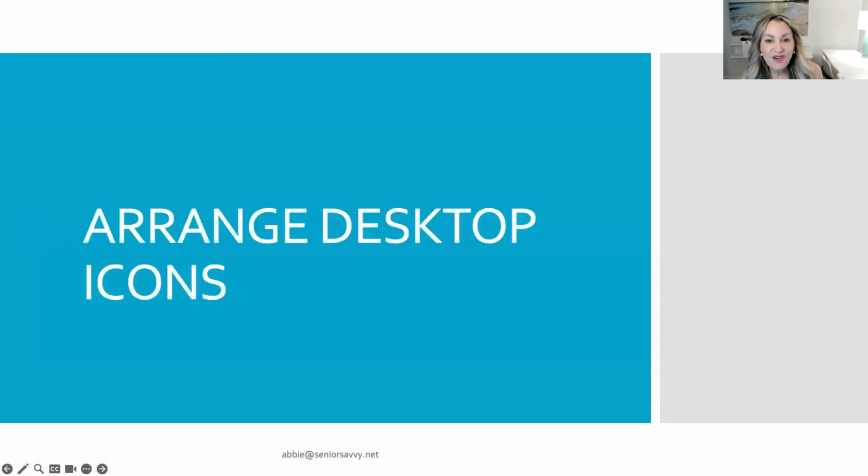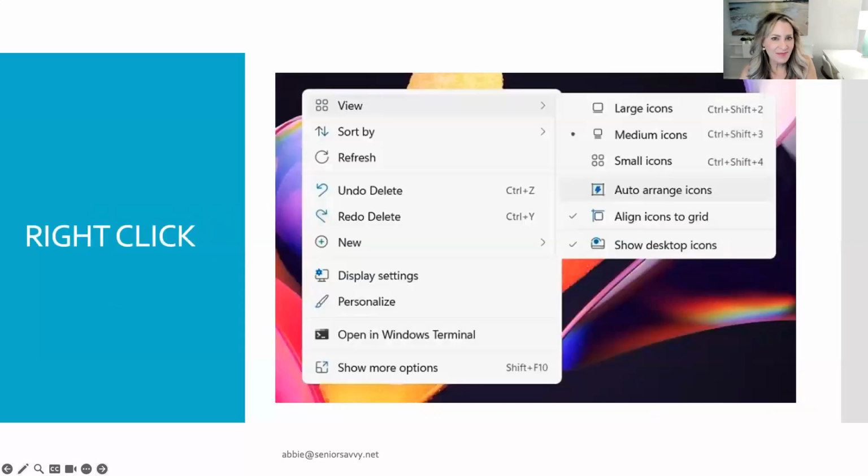Now let's talk about arranging your desktop icons. Well, typically what I see people doing is that you've just got icons all over the place. You have documents, you've got PDFs, you've got pictures. There's no rhyme or reason to it, but I really want you to begin to right click on your mouse on the desktop and then be able to start sorting and viewing by different types of applications.